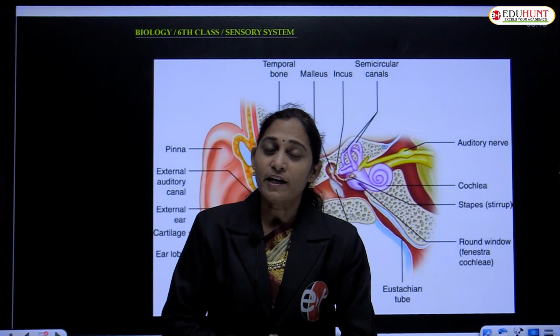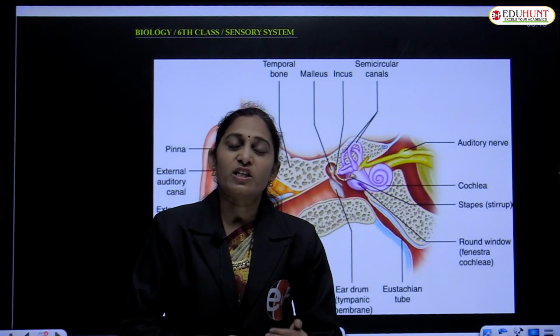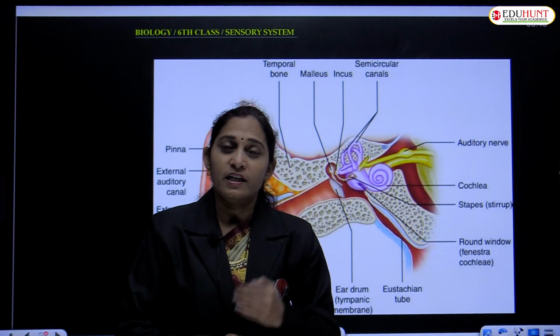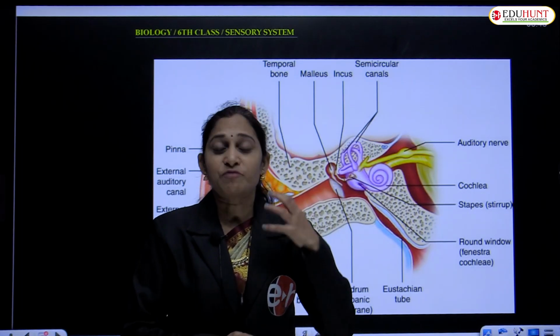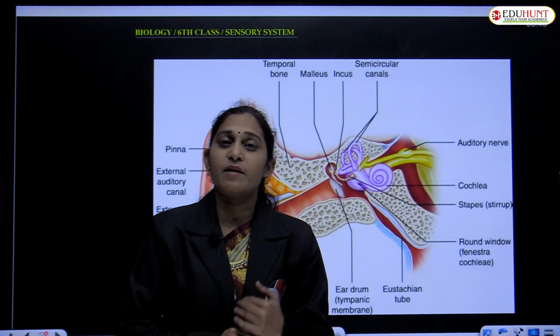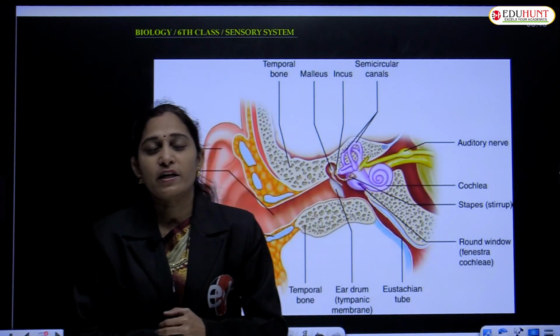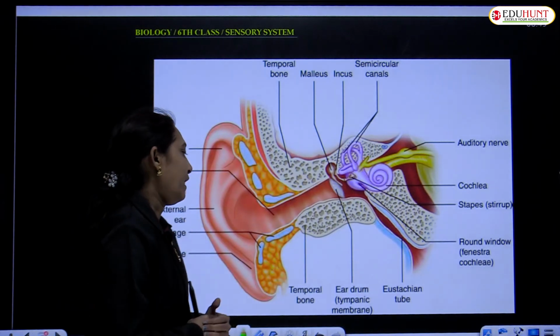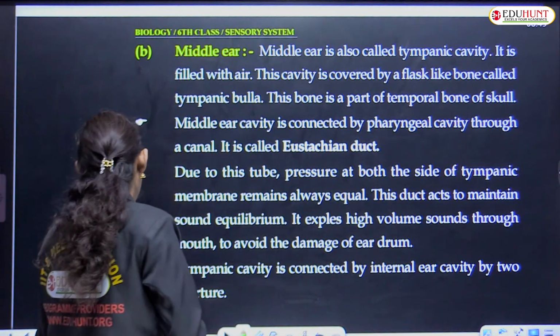And the important question about these bones is, which is the smallest bone in the body? Not only among these three, we have 206 bones in our body. Among these 206, the smallest bone is the stapes. Anyway, let us move on to the actual structure.